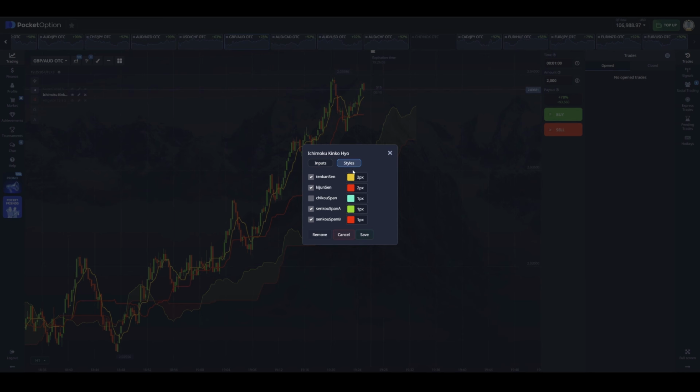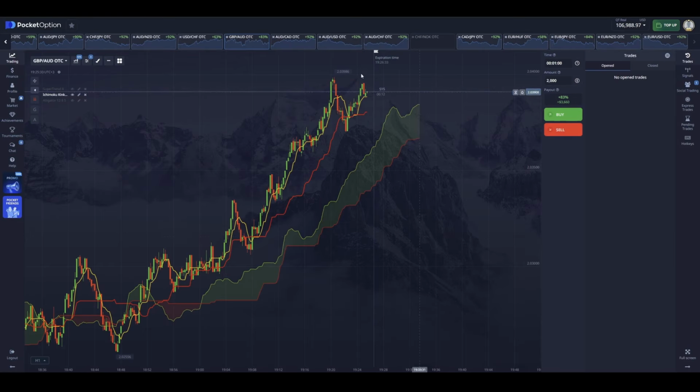Then, go to the Style tab. Here, remove this line. We won't need it, since we won't be using it for analysis. And for the last value, change it from orange to red. Now, the cloud that indicates a sell signal will be the proper color. So, make sure to do all of that. Oh, and you also need to change two lines to 2 pixels each. These are the first two parameters. Click Save, and now you have a fully configured indicator that's ready to use.